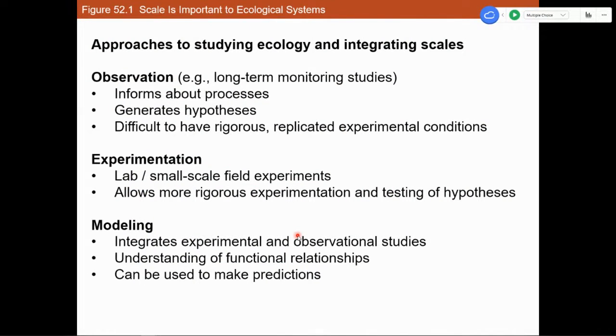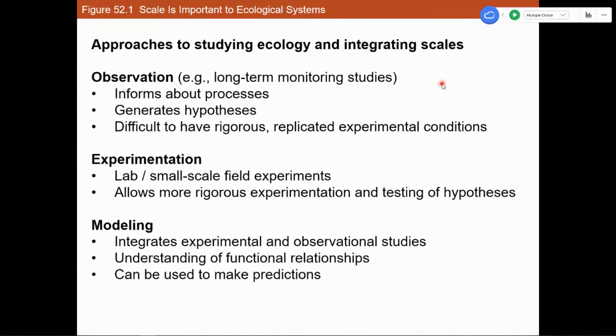So how do ecologists study this? What are the approaches to studying ecology and the integration of scales? Well, one of them is observational science, where long-term monitoring studies, for example, might look at the changes in the populations or communities over a long time period.